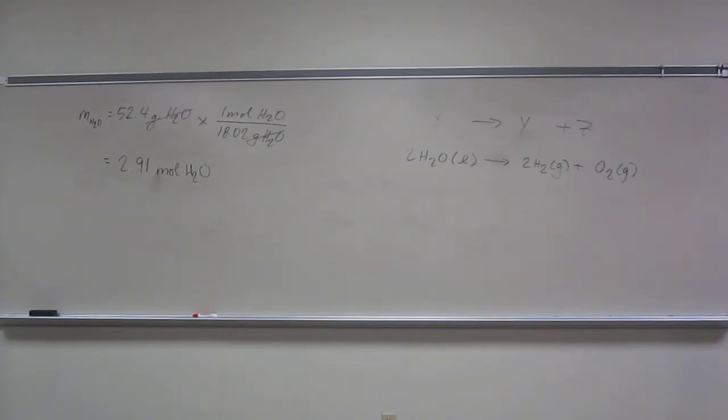Okay, so we've got this problem that we just did, and we figured out that we have 2.9 moles of water, right? But we want to figure out, if that's how much water we started with, how much oxygen did we create? Moles of oxygen. Amount is moles, right? So when I say how much, I'm looking for moles. Is everybody okay with that?